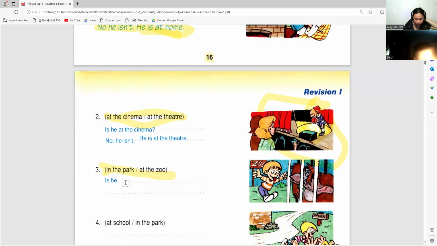Is he in the park? Okay, that's right. Is he in the park? What's your answer? No, he isn't. Okay, your answer: no, he isn't. Why?